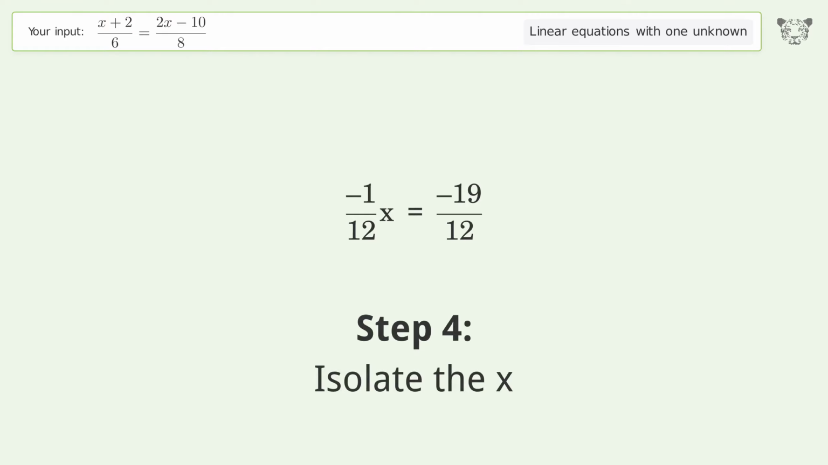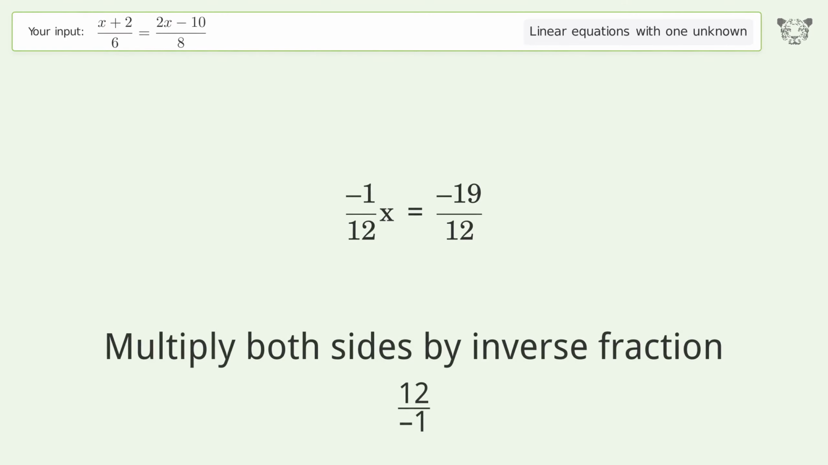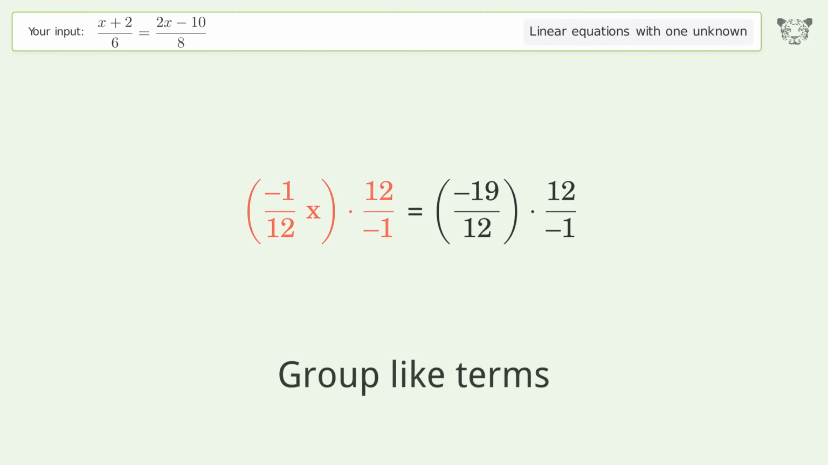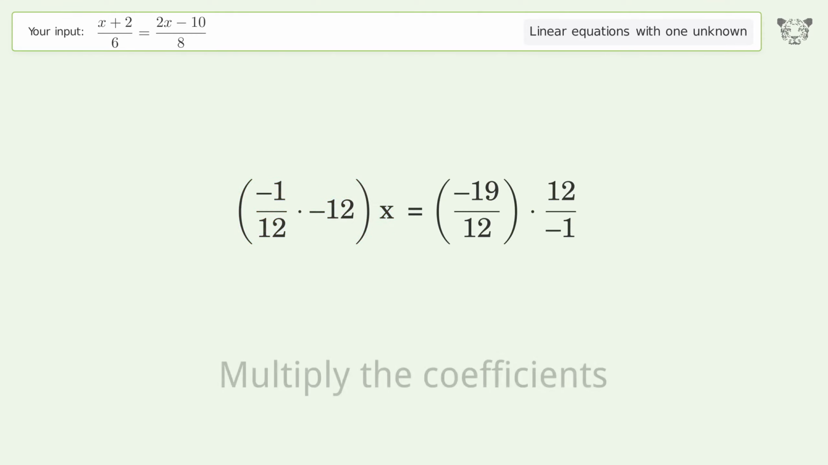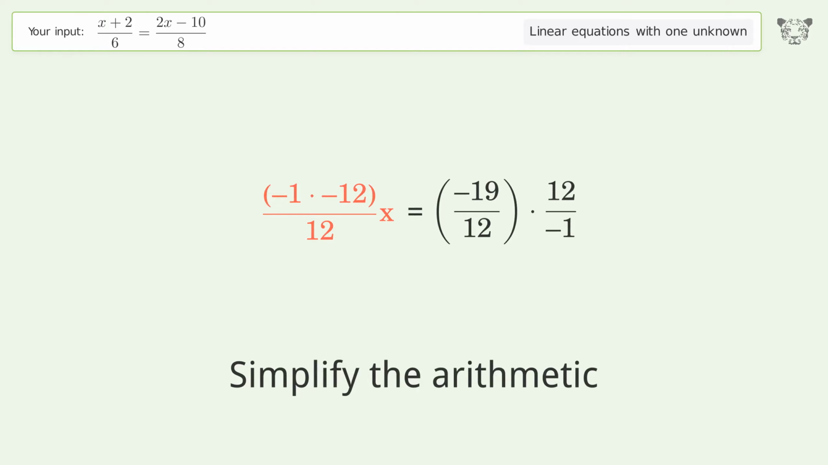Isolate the x. Multiply both sides by inverse fraction 12 over -1. Group like terms. Multiply the coefficients. Simplify the arithmetic.